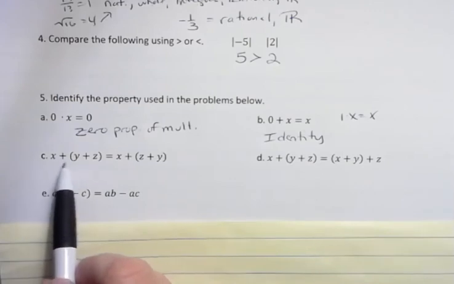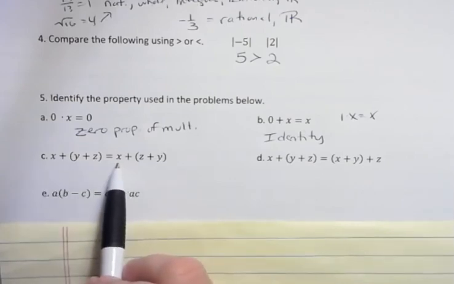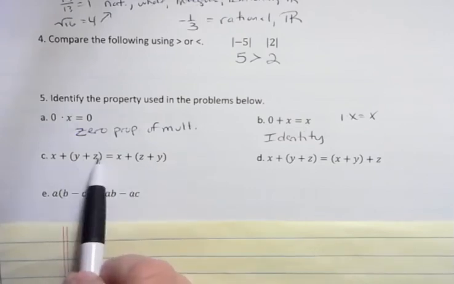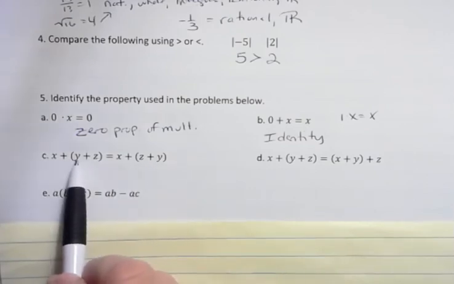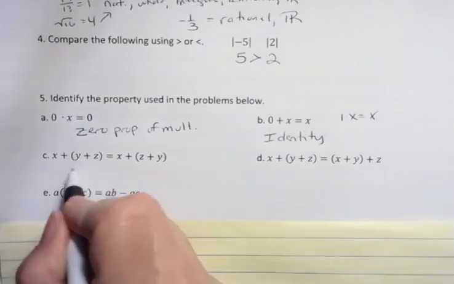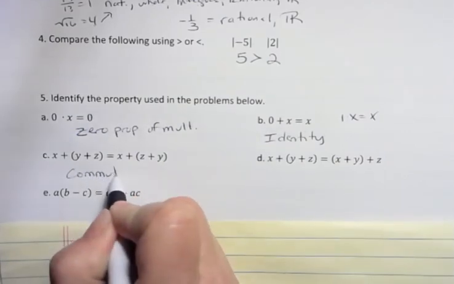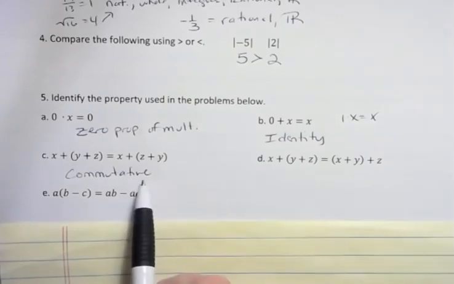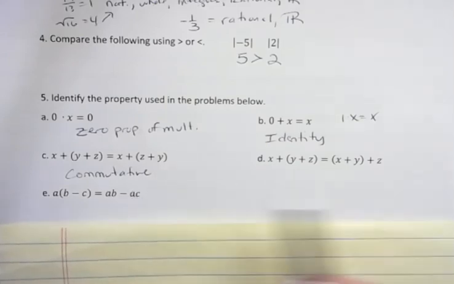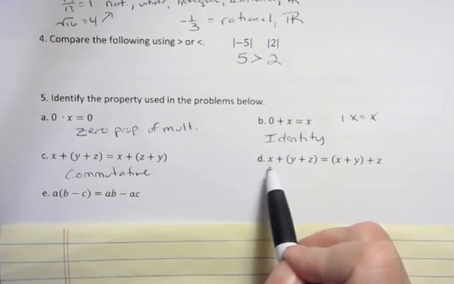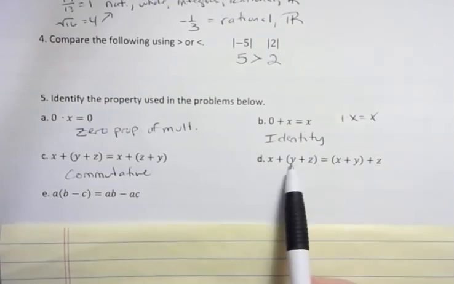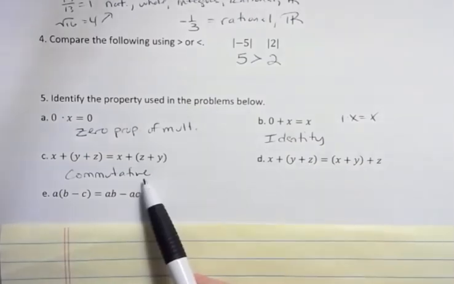What about x plus y plus z equals x plus z plus y? What I did here was I changed the order of the two terms that are in the parentheses. That means I'm looking at the commutative property. Commutative property says you can change the order without changing the answer. Here I did x plus y plus z, x plus y plus z. Look, I didn't change the order. Commutative is about changing the order.